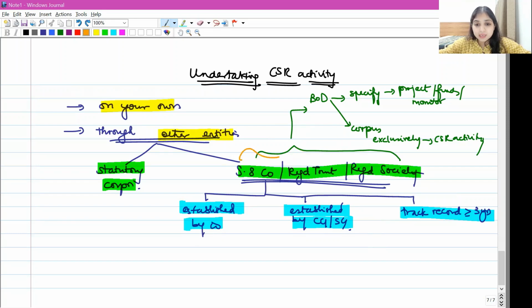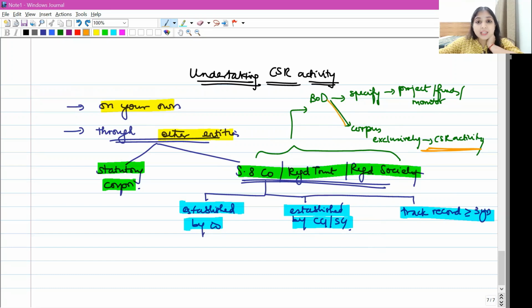choices. Either these 3 entities should be exclusively made just to do CSR activities, then the company can simply give the money to their corpus without specifying what to invest, how much to invest, where to invest. Or the company may have to specify for which project, for which fund, how much to invest, when to invest. Are we understanding? Either the board will directly give the money to their corpus in case they are made exclusively to do CSR activity, or the board will specify that for what project, how much to be spent.